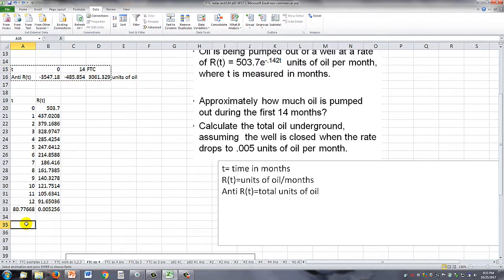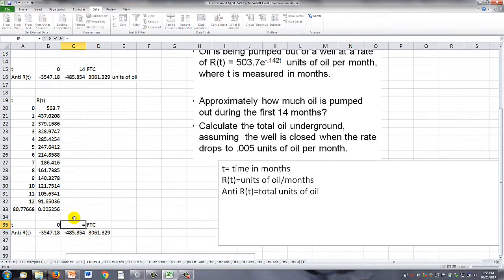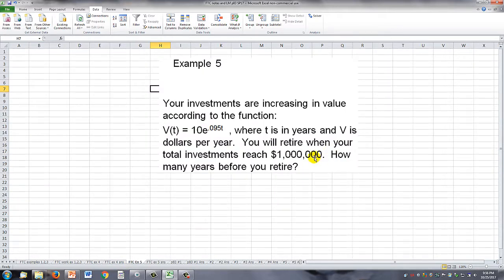Copy that. It's going to be this, except instead of 14, I want to know what happens when I go all the way out to 80.77668 months. I have the antiderivative here, and if I subtract, I know that the total units of oil this well holds is 3,547.15 units of oil. Okay, let's look at another example.